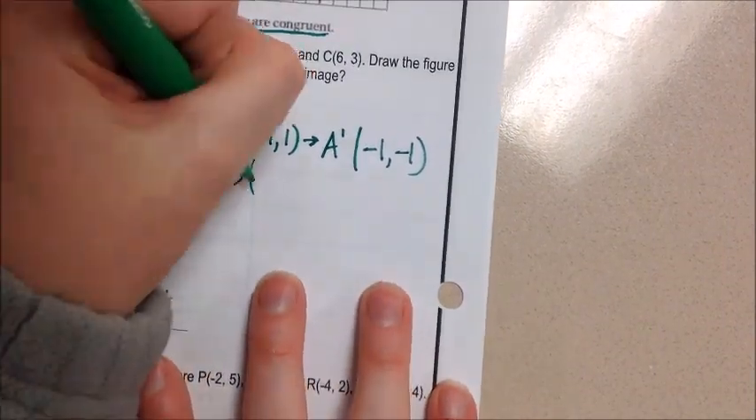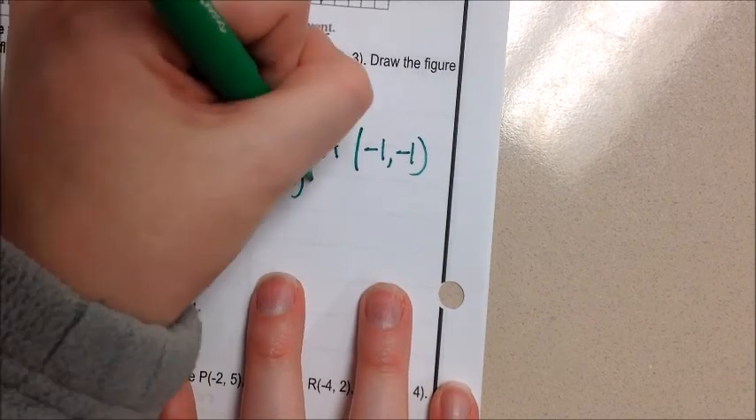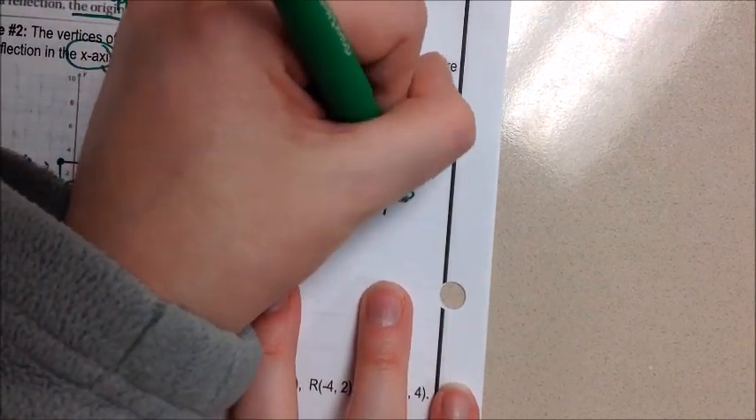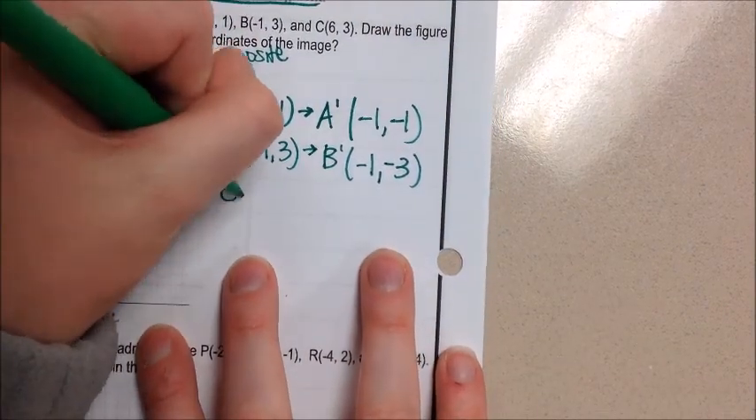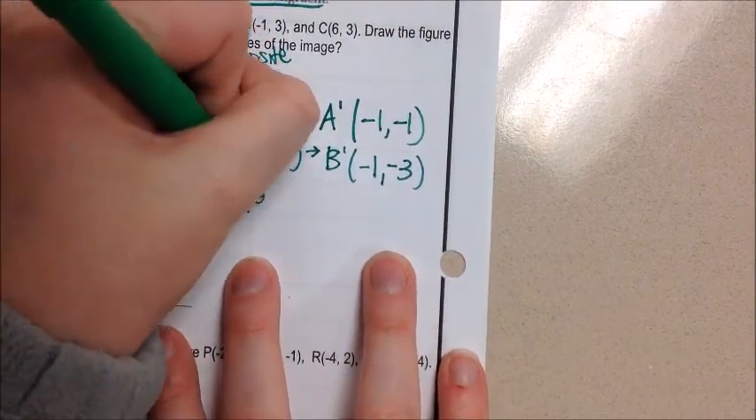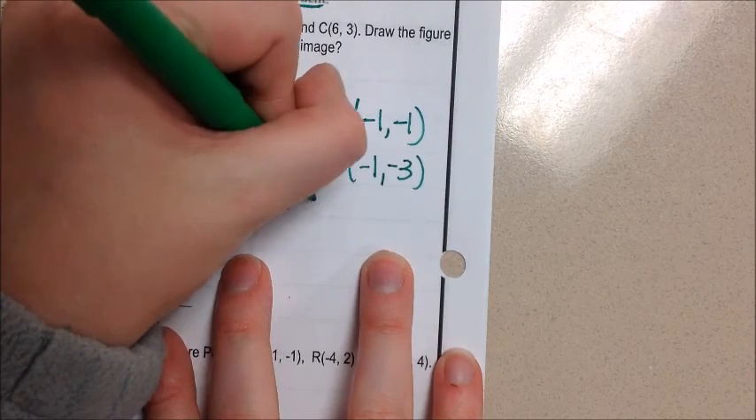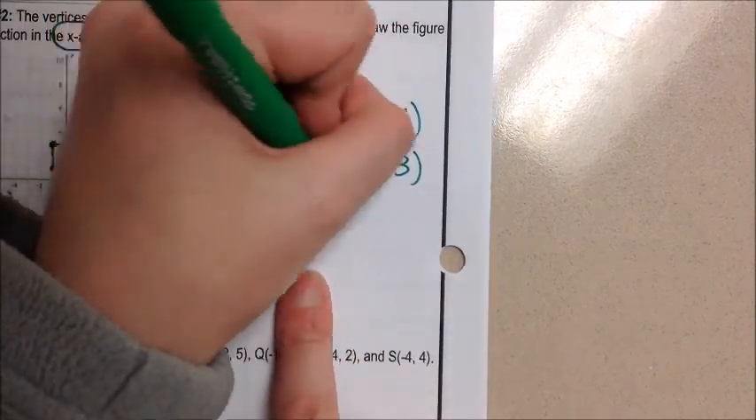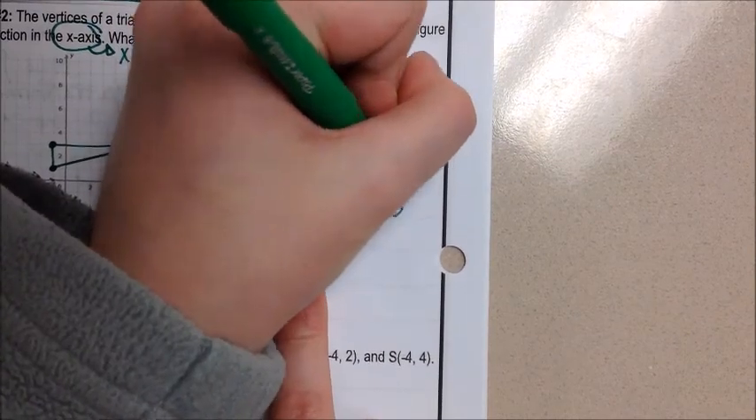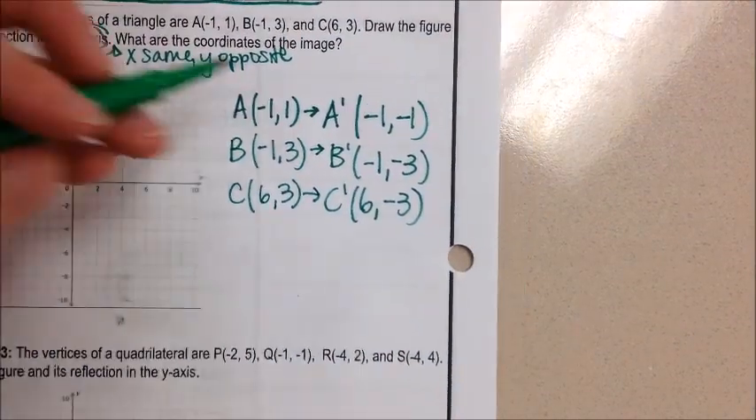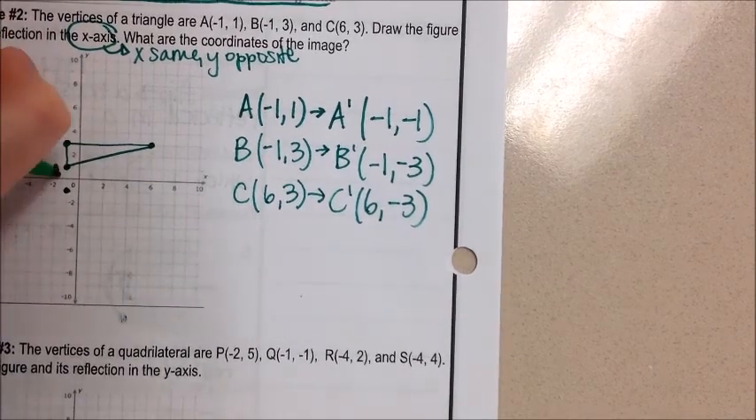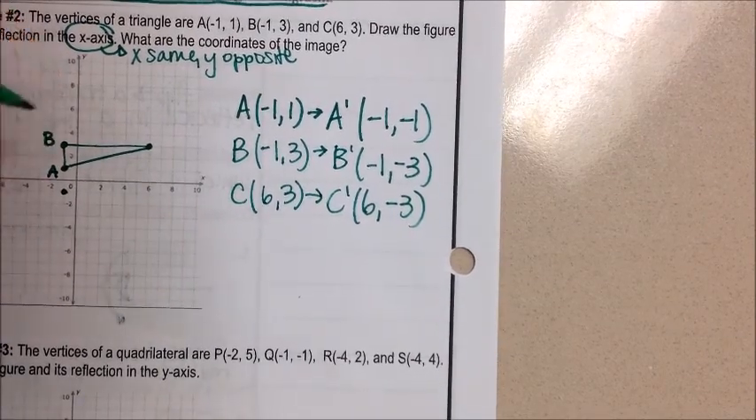So then B starts at (-1, 3). So it's going to go to (-1, -3). And then C is at (6, 3). And so when I reflect it, same x, opposite y. Oh, oops, I forgot to label my points up here.